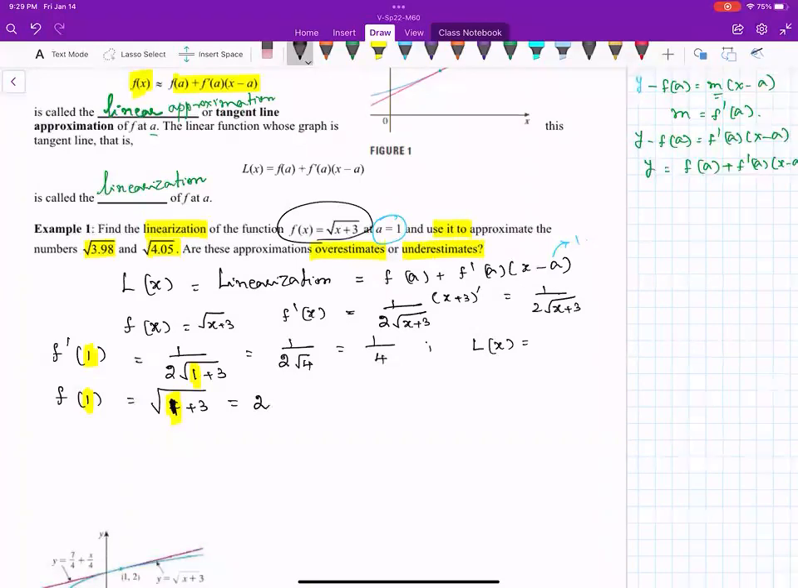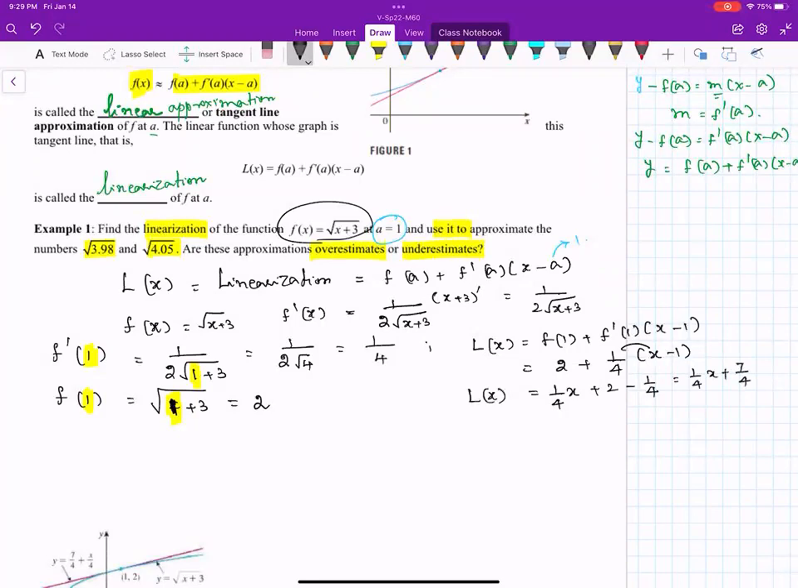So we got f of 1, that is f of 1 plus f prime 1 times x minus 1. So f of 1 is 2, f prime 1 is 1 over 4 times x minus 1. So if you distribute, that will be 1/4 of x, and then you get 2 minus 1/4, which is 8 minus 1, so 7 over 4.